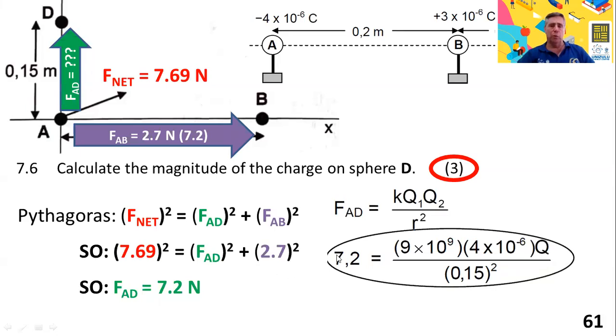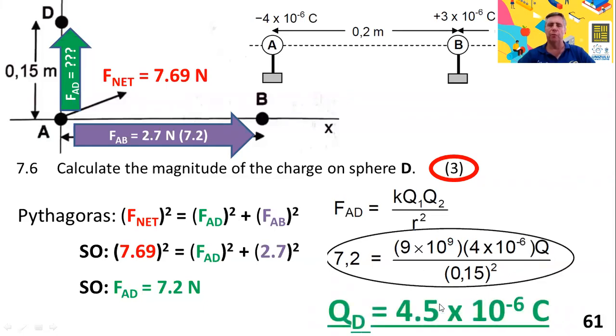Now we use Coulomb's law to simply say the force exerted on A by D is KQ1 Q2 over R squared. K is your constant. Q1, we can see from here, is 4 times 10 to the minus 6. Don't worry about the sign. Times Q, the unknown charge over the distance, 0.15 meters squared. And that's equal to the force exerted on A by D, which is 7.2. Do the calculation, solve for Q, and you get Q, the charge on D, is 4.5 times 10 to the minus 6 coulombs.